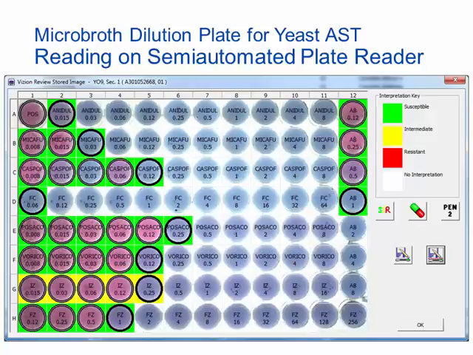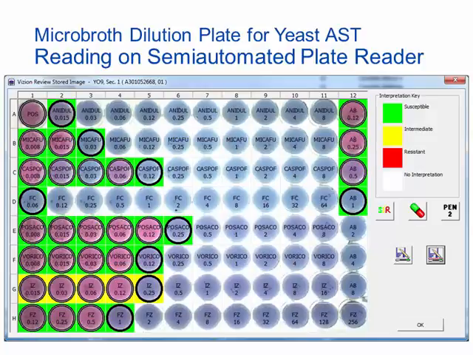The well in position A1 is the positive growth control well, and that well is pinkish purple in color, indicating sufficient growth, so the plate is ready for reading. The echinocandin drugs, anidulafungin, micafungin, and caspofungin are shown in the top 3 rows with the endpoint for each drug circled. For anidulafungin, the endpoint is 0.015 micrograms per milliliter.